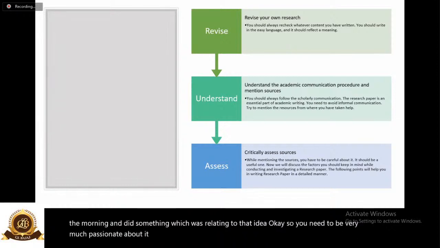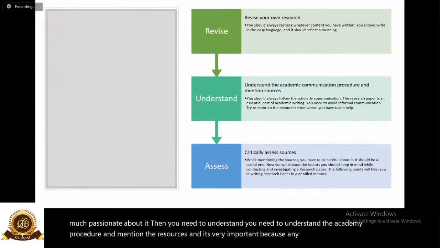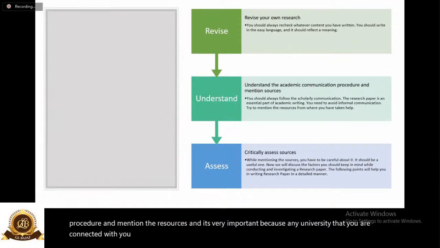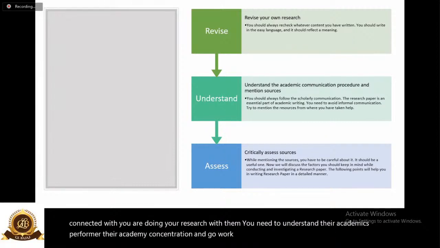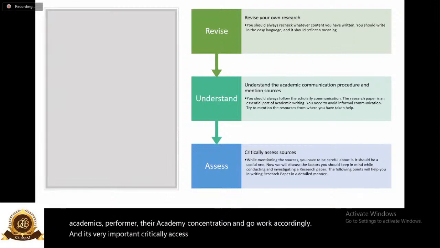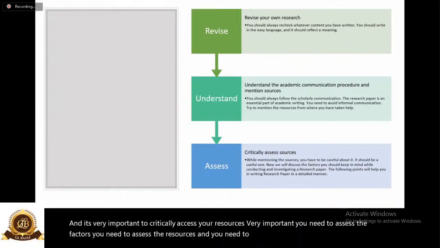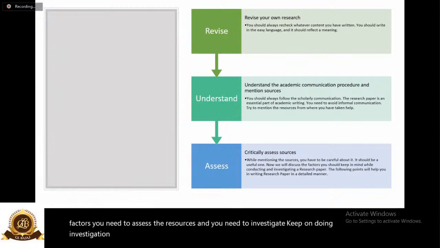Then you need to understand the academic procedure and mention the resources. It's very important because whichever university you are connected with, you are doing your research with them, you need to understand their academic performance, their academic considerations, and do work accordingly. And it's very important to critically assess your resources. You need to assess the factors, you need to assess the resources, and you need to investigate. Keep on doing investigation, that will help you to develop a very novel research. Okay, so you need to do these things in a very passionate manner.